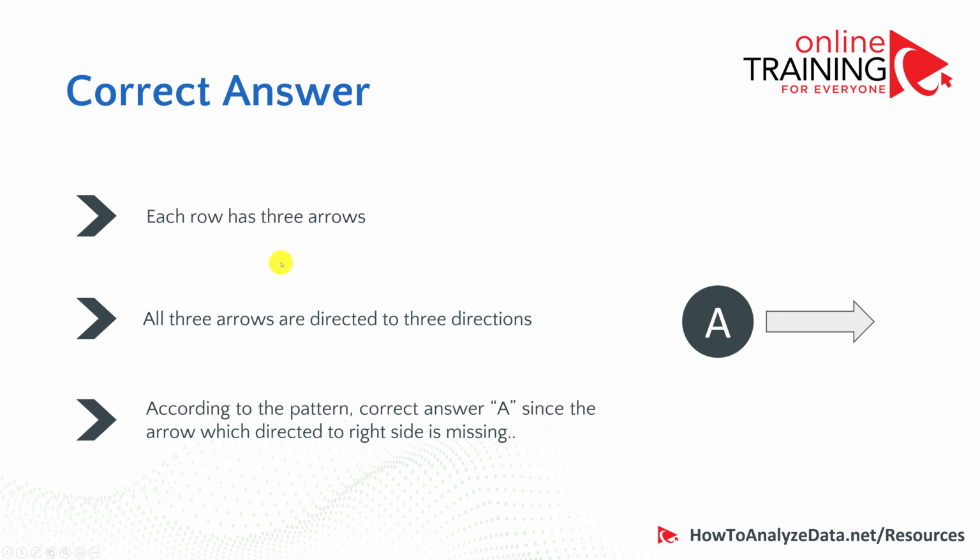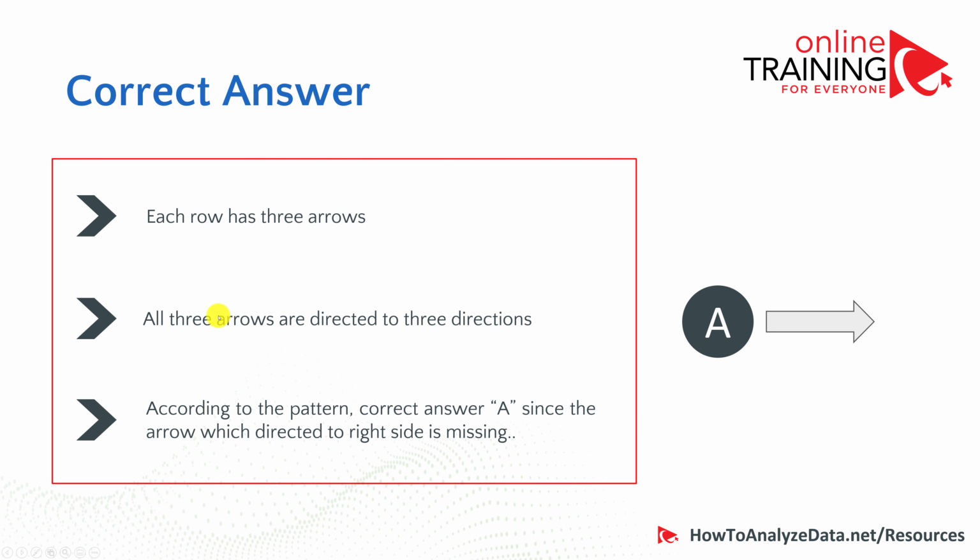And this is the explanation. So each row has 3 arrows. All 3 arrows are directed to 3 directions, and they are unique. According to the pattern, correct answer is A, because arrow which is directed to the right is missing in the 3rd row. Hopefully you got this one right.